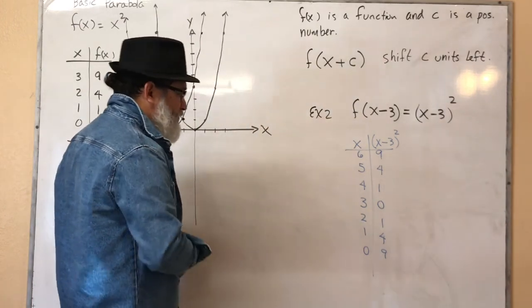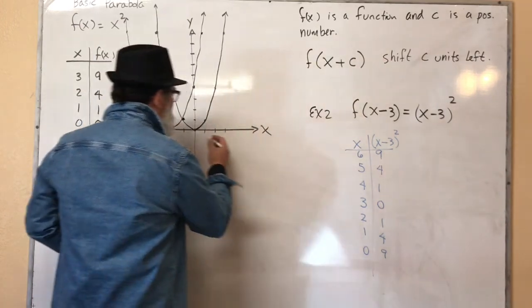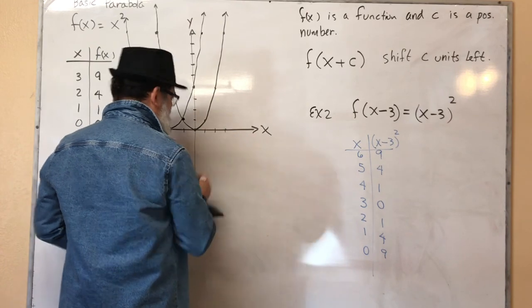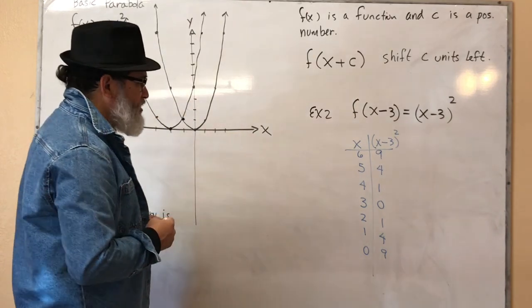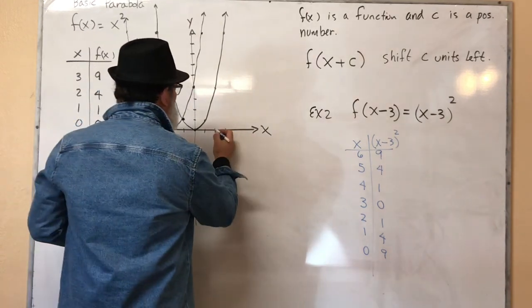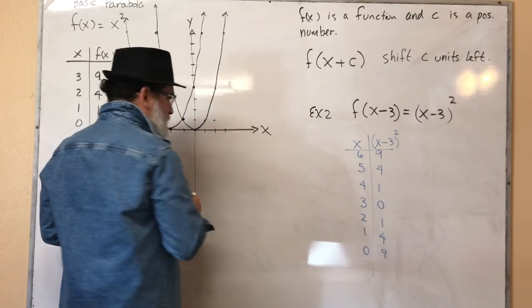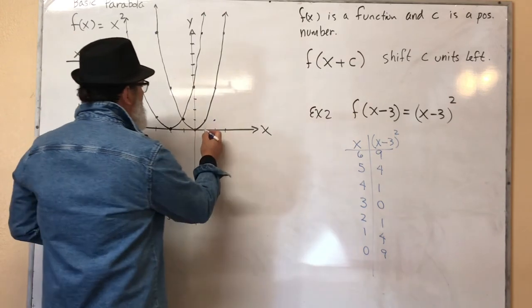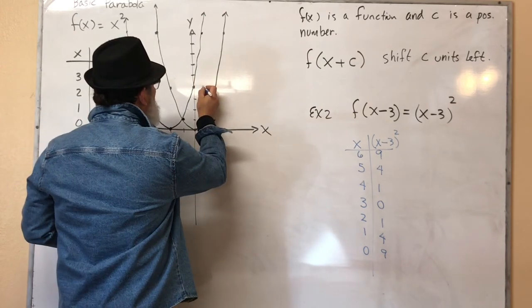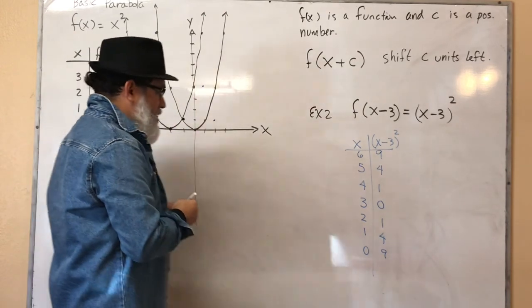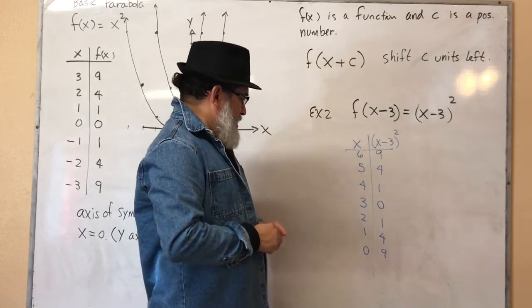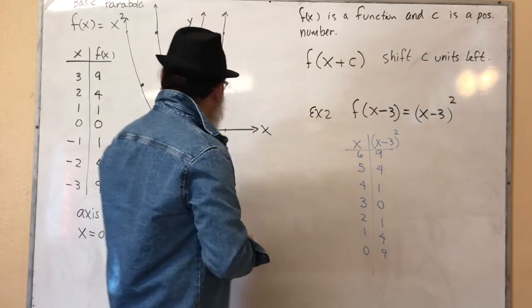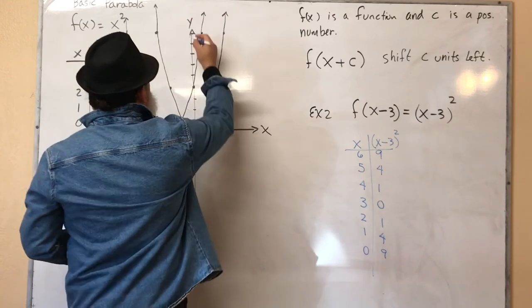Watch what happens. If x is 3, we get 0. If x is 2, we get 1. If x is 1, we get 4. See that? If x is 0, we get 9 right there.